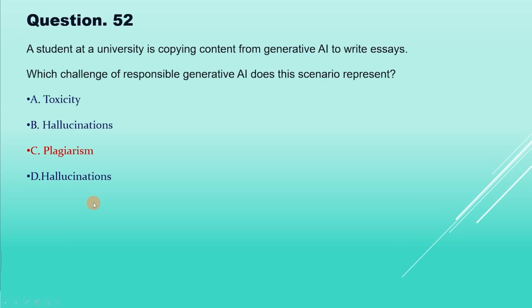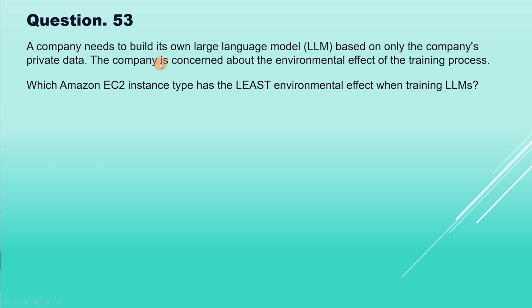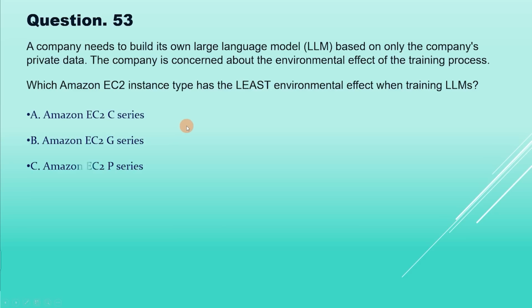Now question number 53. A company needs to build its own large language model based on only the company's private data. The company is concerned about the environmental effect of the training process. Which Amazon EC2 instance type has the least environmental effect when training LLMs? And here are the options. Amazon EC2 C series, Amazon EC2 G series, Amazon EC2 P series, Amazon EC2 Trn series. So try to guess the correct answer.